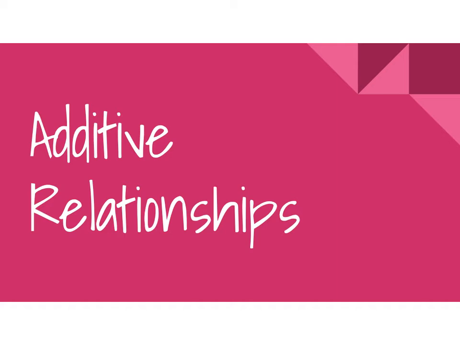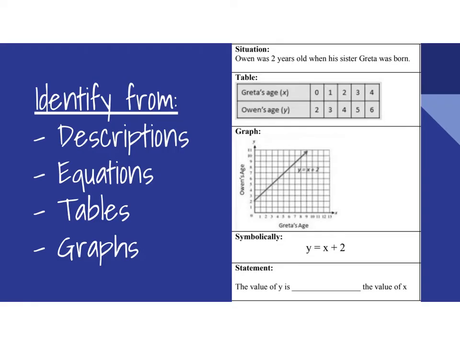First, we'll look at how to identify additive relationships. On the right, our situation states Owen was 2 years old when his sister Greta was born. Down below, we see a table. It says that Owen was 2 when Greta was 0. Owen's age is 3 when Greta is 1.